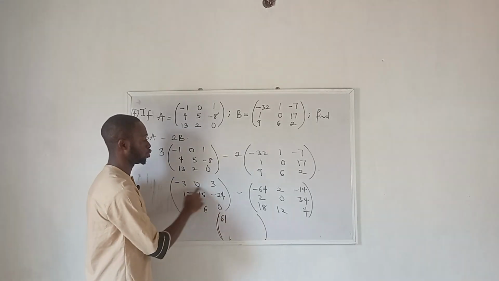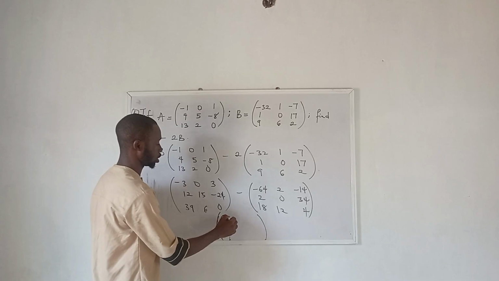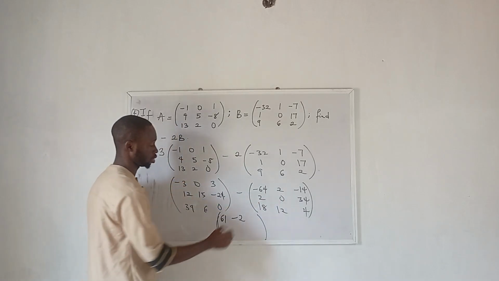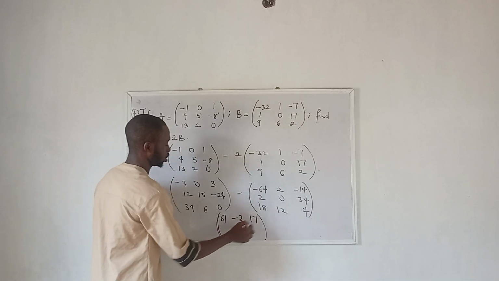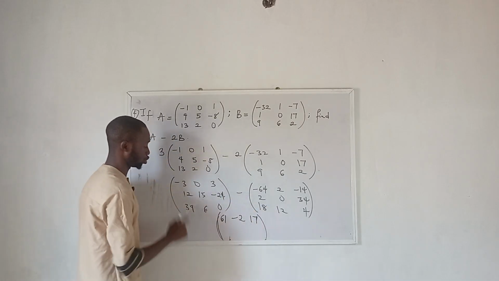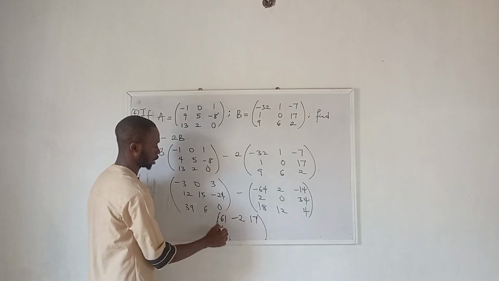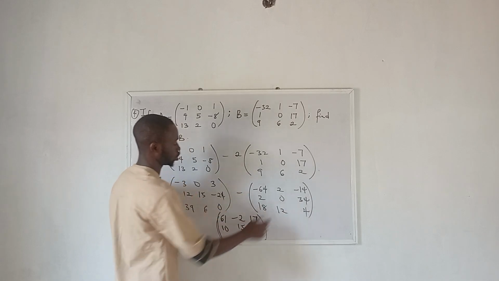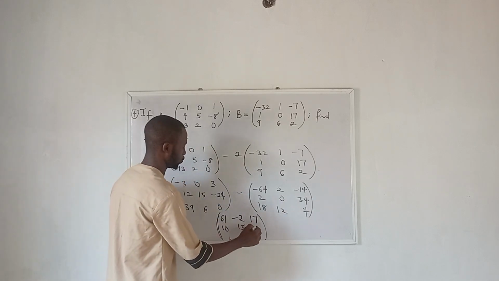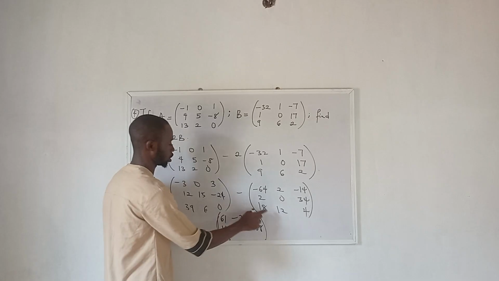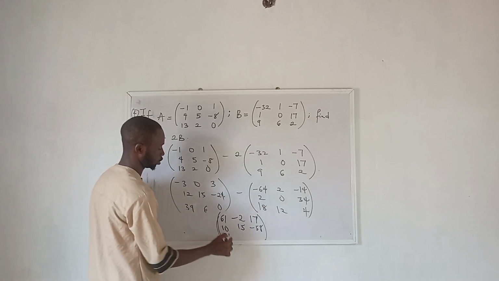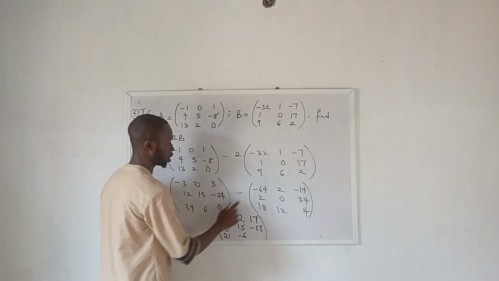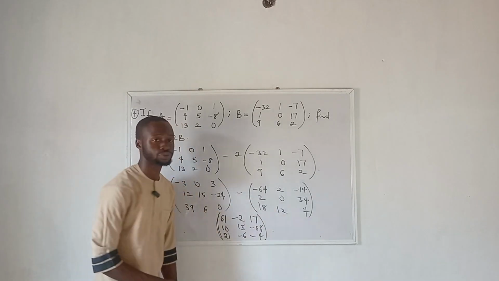Then 0 minus 2. 0 is nothing, so the answer there is minus 2. We have 3 minus 14, that's 3 plus 14, so the answer there is 17. We have 12 minus 2, which is 10. Then we have 15 minus 0, 15, minus 24 minus 34, that will give us minus 58. Then 39 minus 18, that's 21. So we have 6 minus 12, minus 6. We have 0 minus this, minus 4.